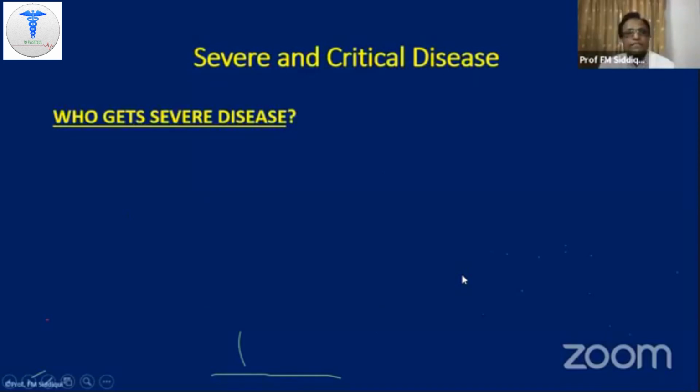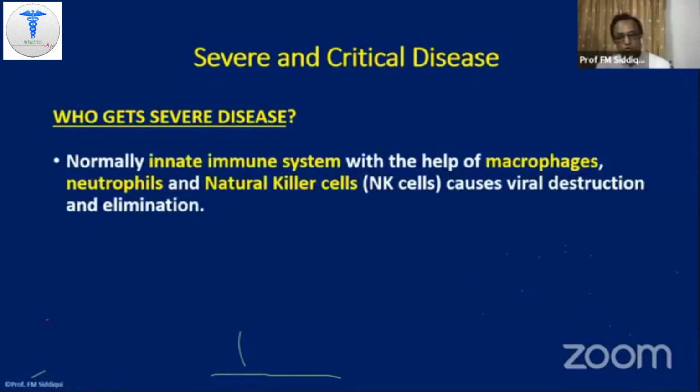Now, who gets severe disease? This is one important question to be answered. Normally, as you have seen, the innate immune system works by macrophages, neutrophils, and natural killer cells. These three cells cause efficient destruction and elimination of the virus.